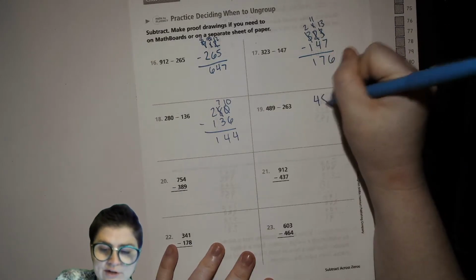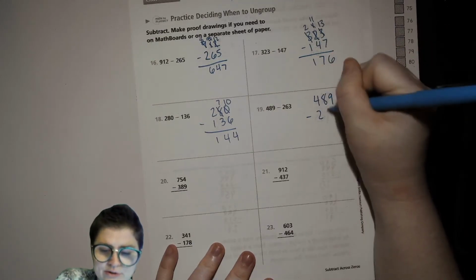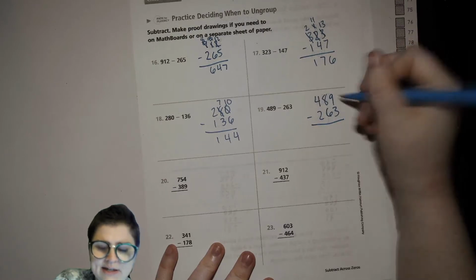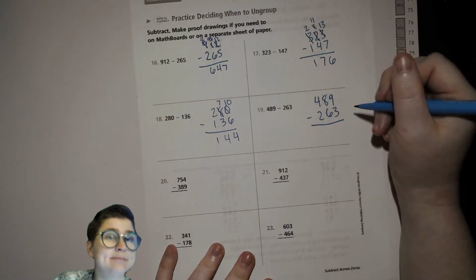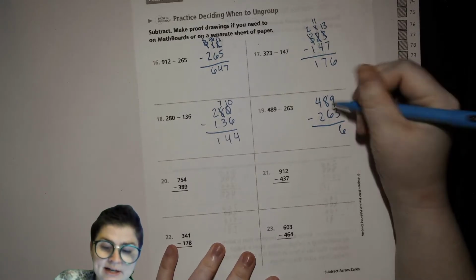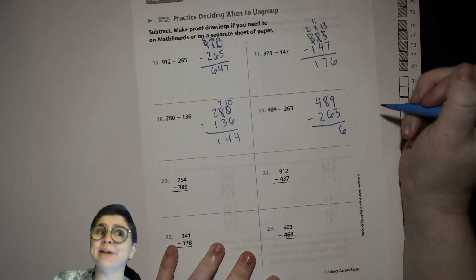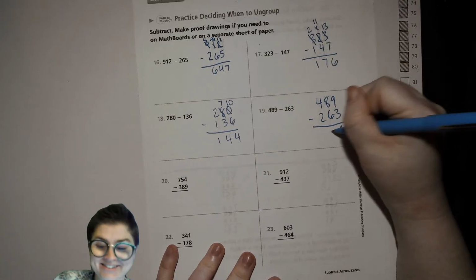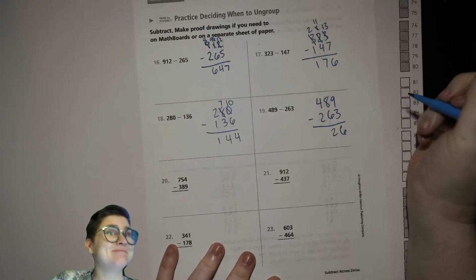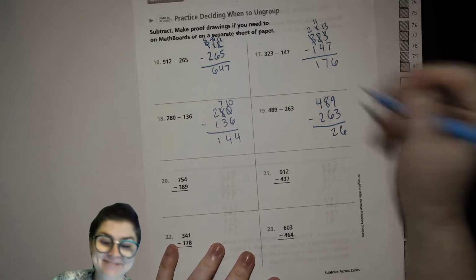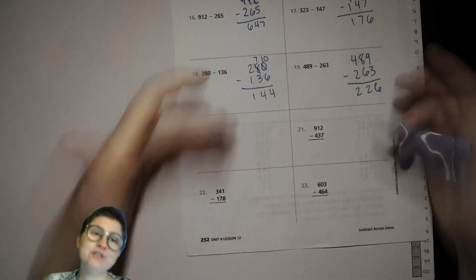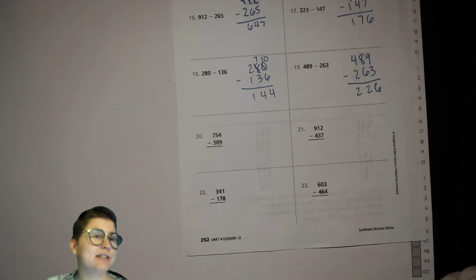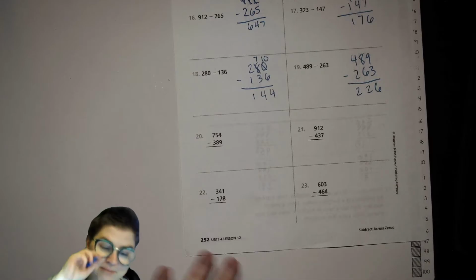Okay, 489 take away 263. 9 take away 3. Will that work? Yeah, it's just 6, right? 8 take away 6. Will that work? Yes, it's just 2, right? 4 take away 2. Will that work? Yeah, it's just 2. That's fine. Okay, here we go. If you're feeling good, try these last 4 on your own. If you want to stay with me, you're welcome to stay with me.